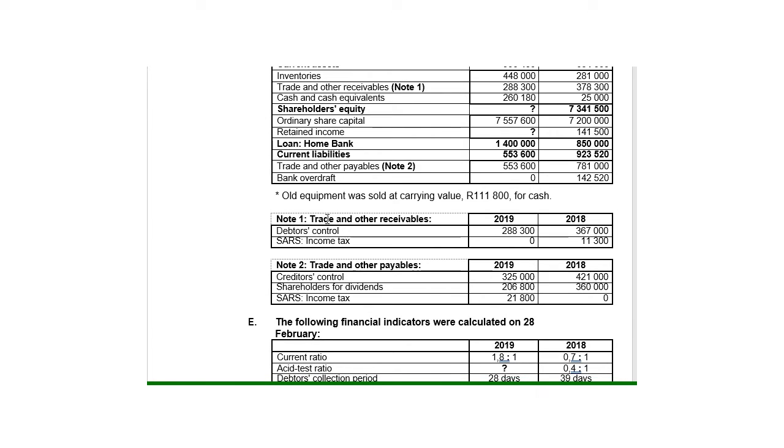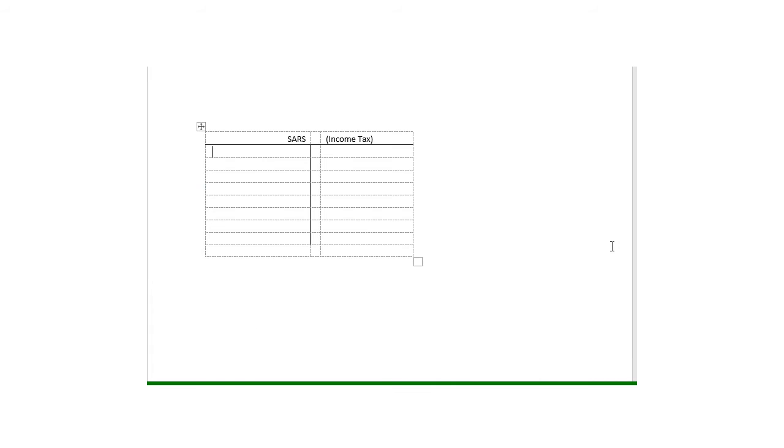Now, SARS income tax can either be a receivable or a payable. So I must look under both these notes if they give me the notes. So for last year, there you can see it was under receivables. Receivable means it's an asset, it had a debit balance. So it started this year with a debit balance of 11,300.